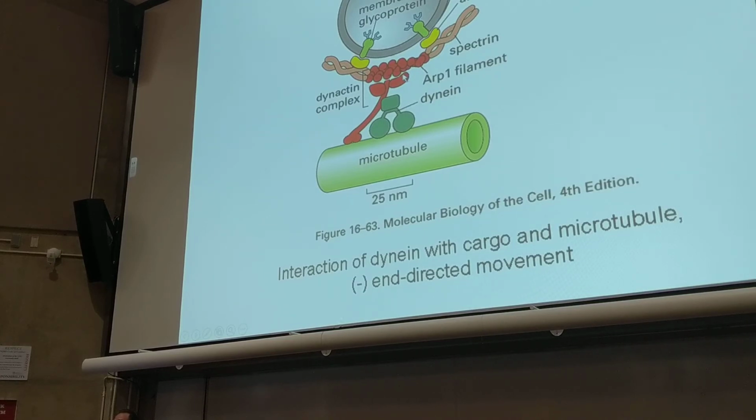This is an example to show you how regulated is the process of cell sorting. It's not just random that the vesicle pinches off and then goes wherever it has to go. It's all tightly regulated.